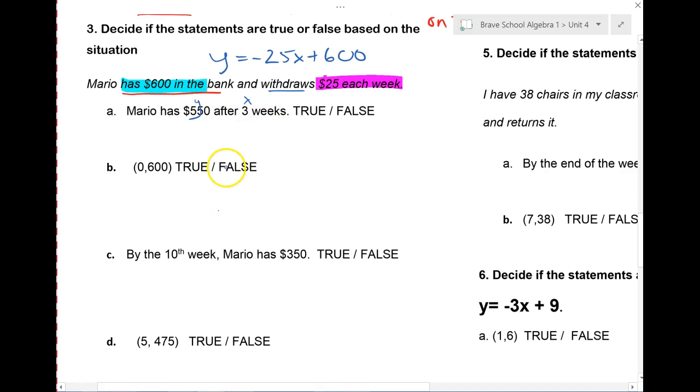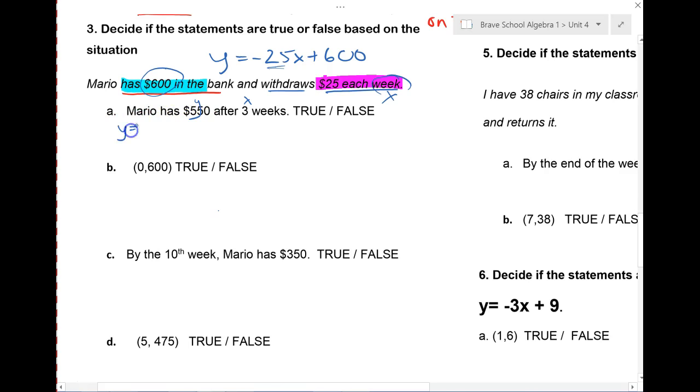So just to remind you, you really want to look at your slope to determine what is x and what is y. So if this says $25 each week, then right away you know that weeks is x, because that's the one next to your slope. Okay, and then your starting point will tell you which one is the y, because it's in dollars, so you know your starting point, your y is in dollars.